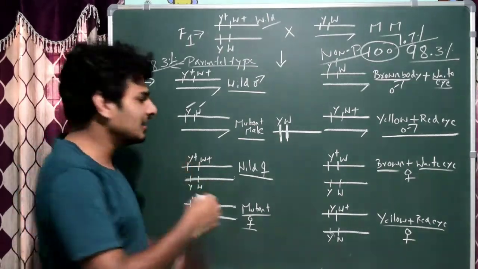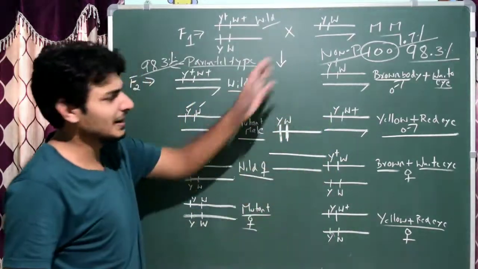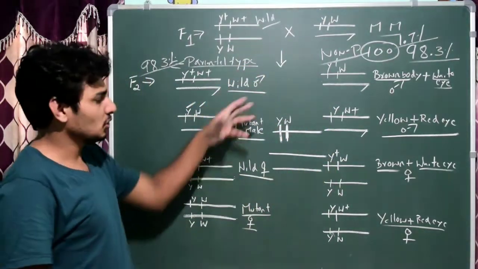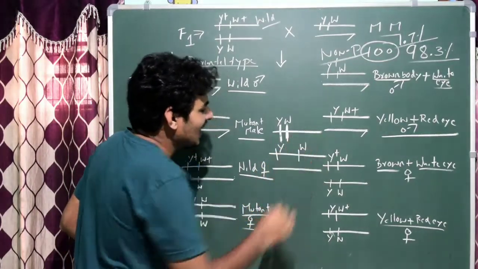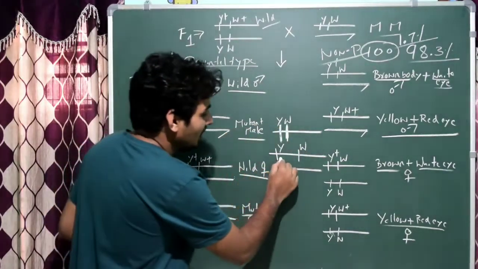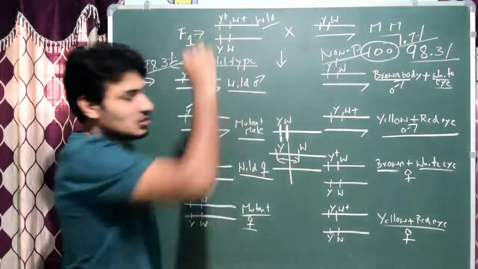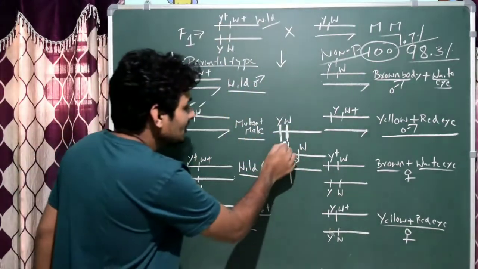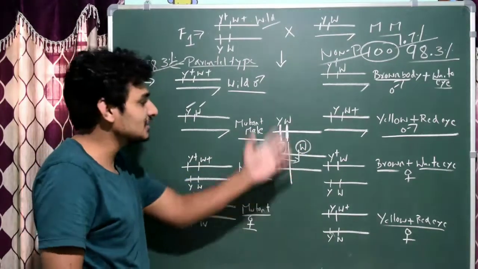What is the reason behind recombination? Maybe in some individuals of Drosophila, the reason could be that there is a slightly greater distance between the Y gene and the W gene. If the distance is greater, obviously crossing over could happen. That is, the segregation could happen, right? Y can segregate from W or W can segregate from Y.